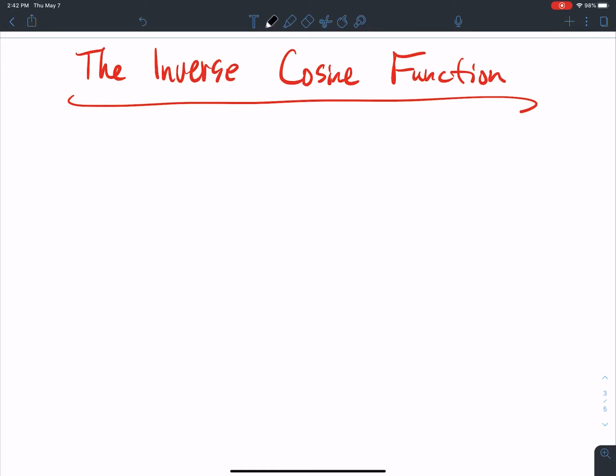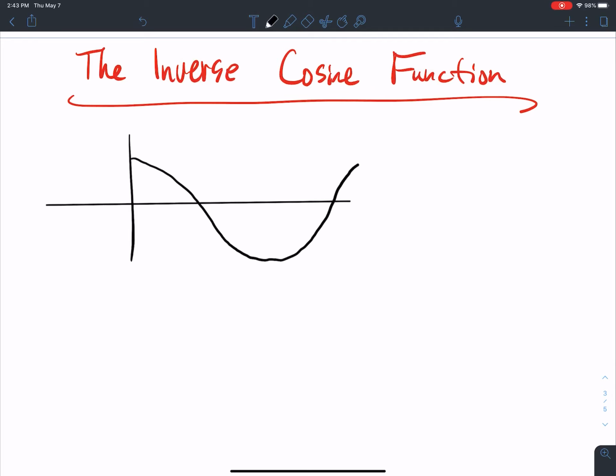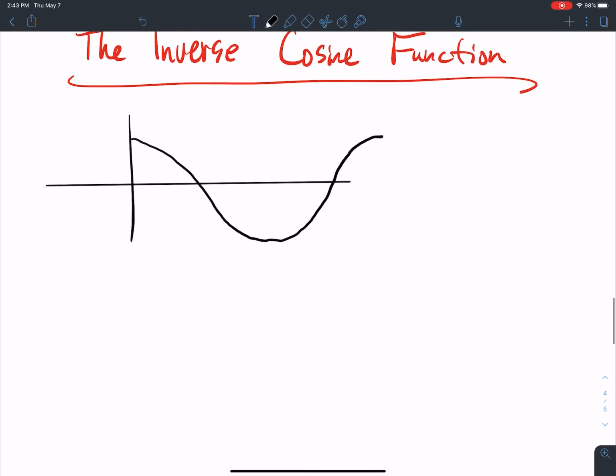So in this video, we're going to build the inverse cosine function. First, I want to start with the graph. What does the graph look like? Well, it starts at (0, 1), and it works its way down. It comes back up. And that's one cycle, and then you can complete and keep going this way.